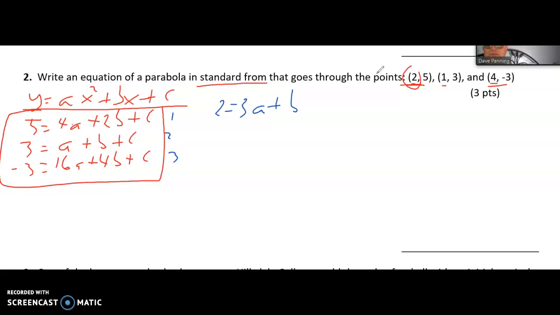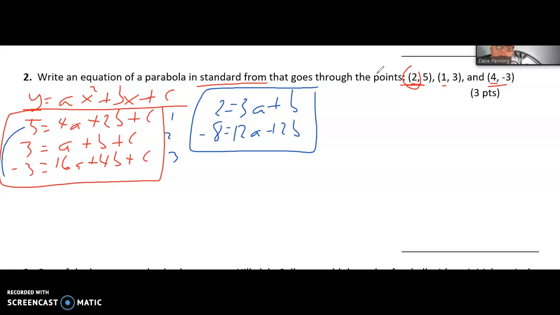And I think the second thing I'm going to do is take equation 3 and then subtract equation 1. So I'm going to take -3 minus 5, which is -8. I'm going to take 16a minus 4a, which is 12a. 4b minus 2b, which is 2b. And the c's are eliminated. So now I have my 2 by 2 system of equations without a c value in it.